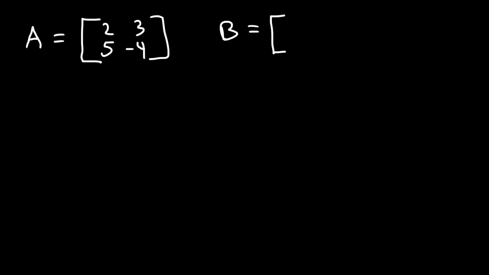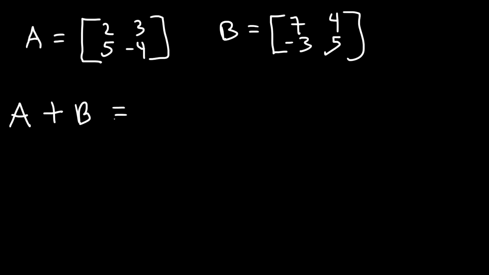So let's say if we have matrix A and it has the numbers 2, 3, 5, -4. And we have matrix B, which is 7, 4, -3, and 5. What is the sum of matrix A and B? So if we're adding those two matrices, all we need to do is add the corresponding elements. And by the way, if you have a 2 by 2 matrix, you can only add it to another 2 by 2 matrix. The number of rows and columns must be the same when adding matrices, or subtracting matrices as well.